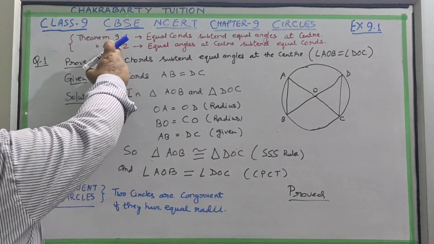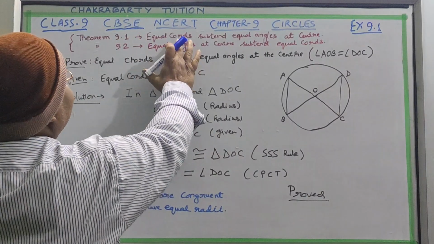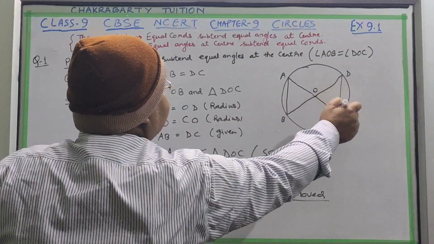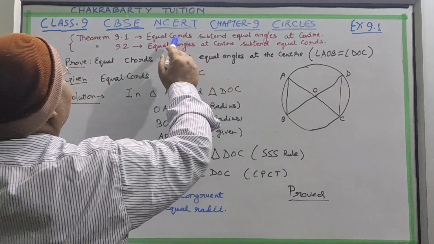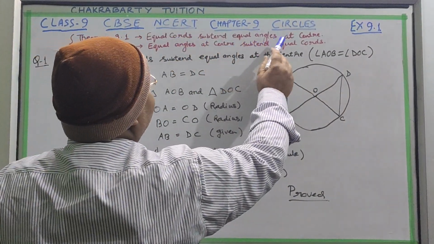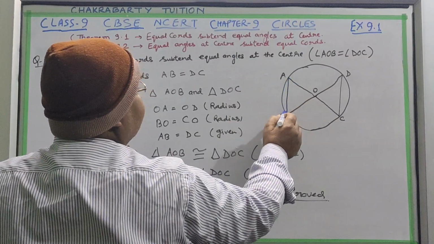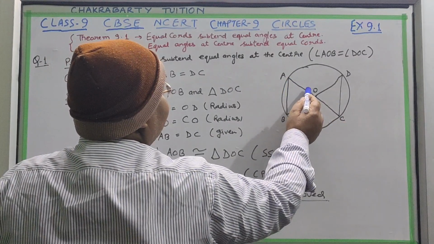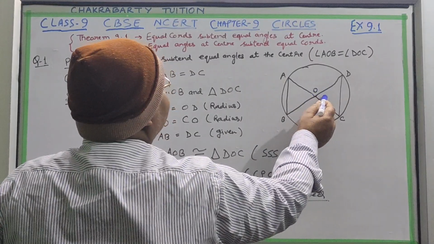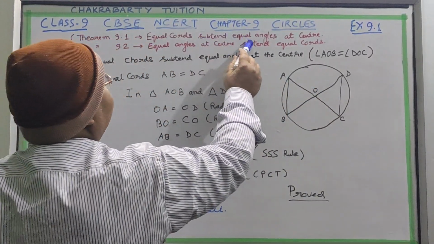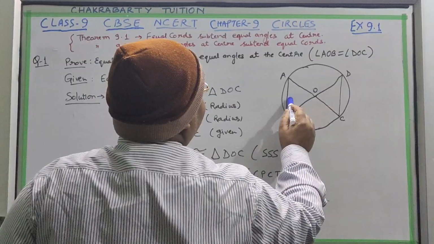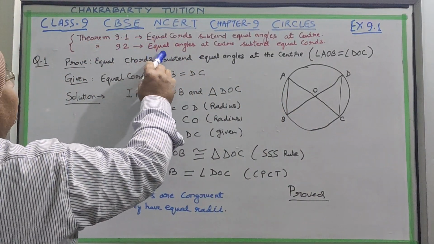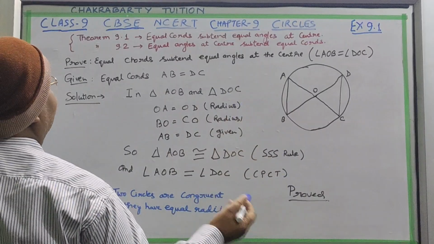So theorem 9.1, what does it say? Equal chords. Chords means these lines, DC and AB. These are chords. Equal chords subtend equal angles. It means if this line and this line are equal, it will make an equal angle here and here. So they subtend equal angles at the center. Okay. And the other theorem I will explain while doing the next question, number 2.